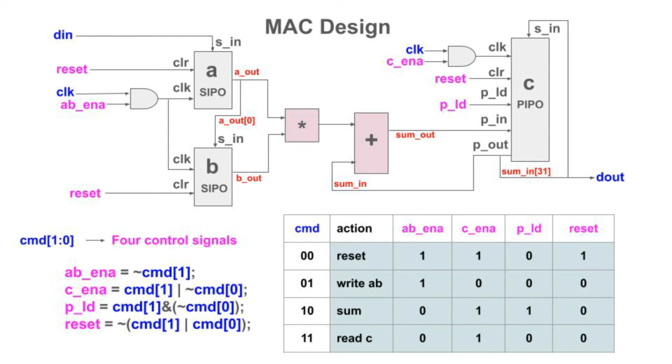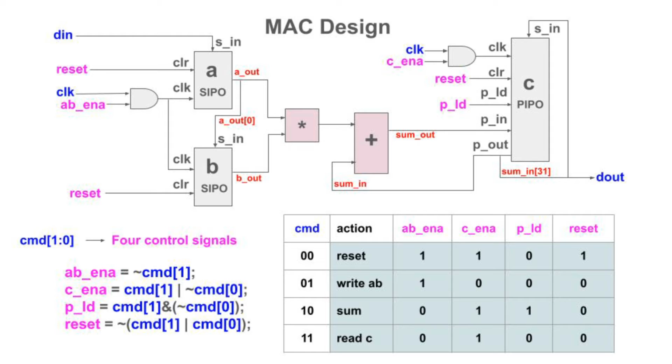4 signals will manage all of the operations. AB-INA enables the A and B registers to receive clock signals. C-INA does the same for C. PLD commands C to do a parallel load on the rising clock edge rather than a serial load. Reset causes all enabled registers to be set to 0 on the rising clock edge.